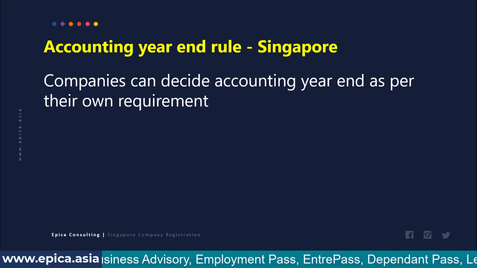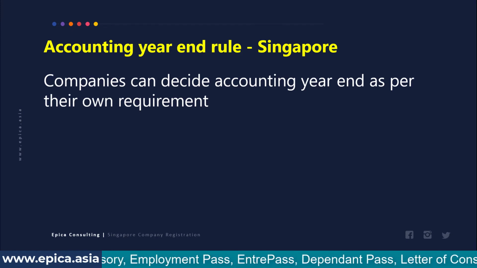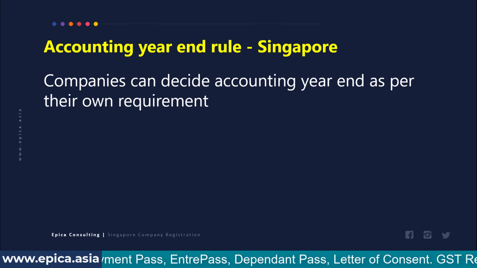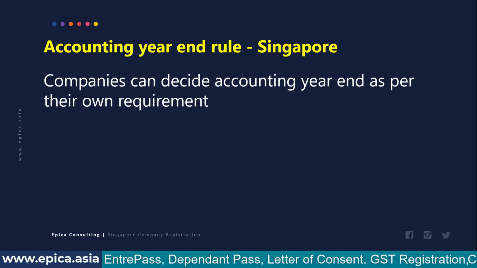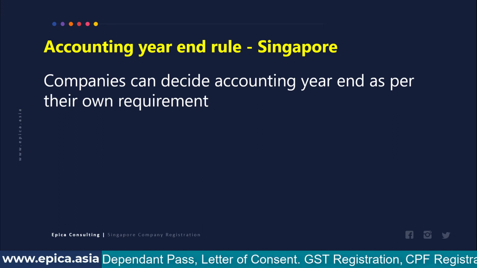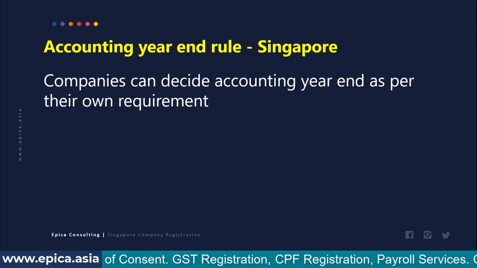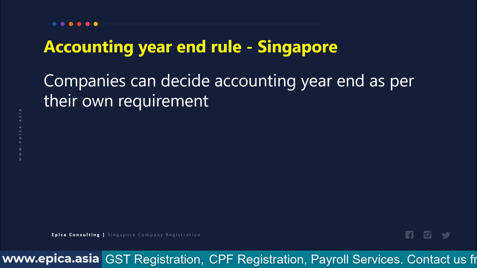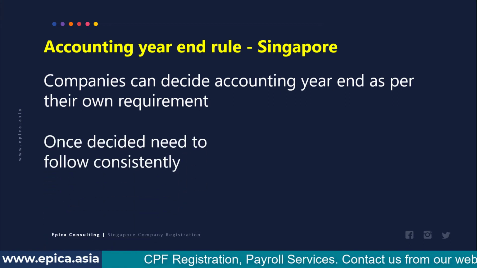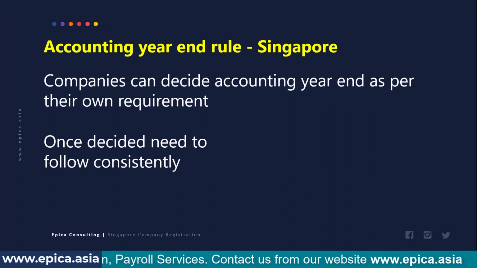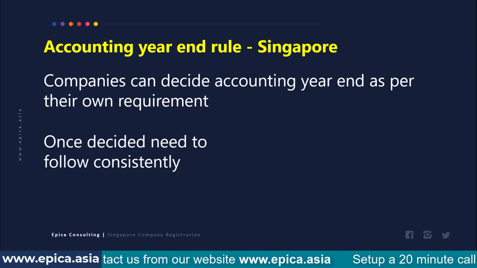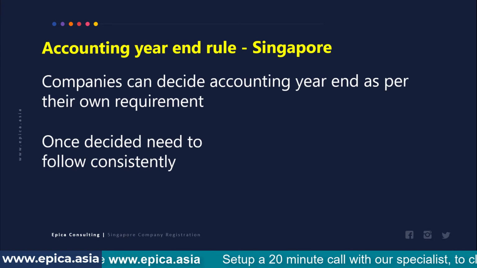One of the reasons why this flexibility is allowed is because Singapore has a significant contribution from foreign trade. It's a foreign trade oriented economy, and there are many companies which are incorporated from overseas businesses. So these businesses need flexibility to decide their accounting year and to correspond it with their parent entity. That is possibly the reason why Singapore offers this kind of flexibility. And once you have finalized the accounting year, you need to follow it consistently. There are ways to change the accounting year, but for that a special procedure needs to be followed.